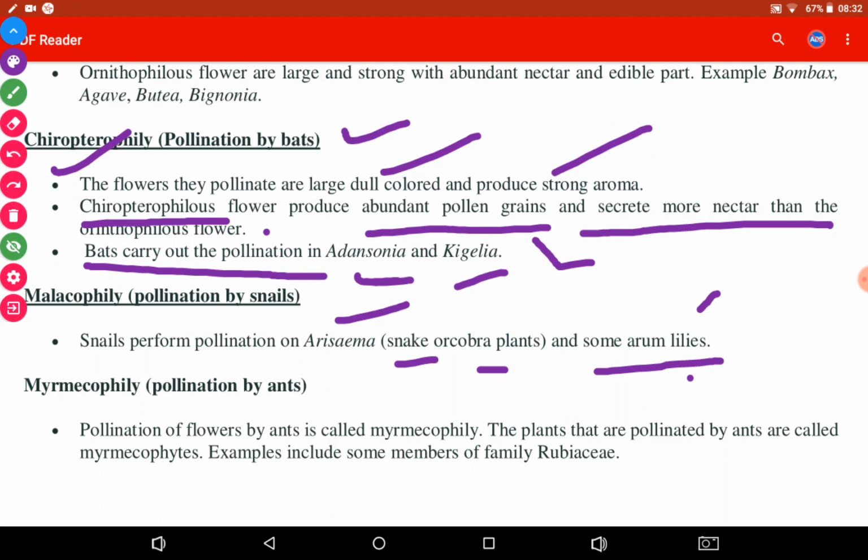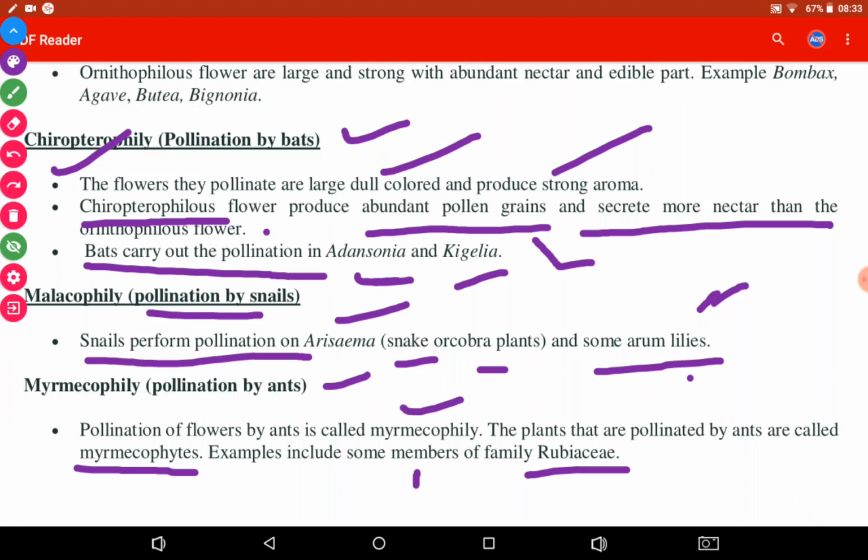Okay, now we will discuss Malacophily, pollination by snails. Examples are Arisaema, or snake or cobra plants, and some lilies, which are examples of Malacophilous flowers. Malacophilous flowers means pollination takes place by snails. If the pollination takes place by snails, it is called Malacophily, and such flowers are called Malacophilous flowers. The snake and cobra plants and some lilies are the best examples of such kind of pollination.